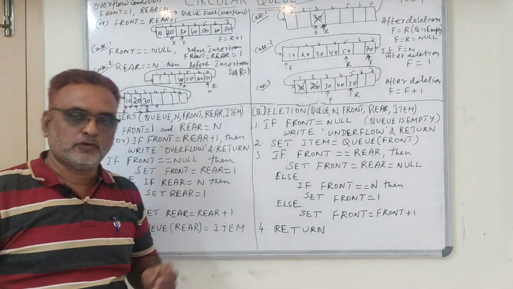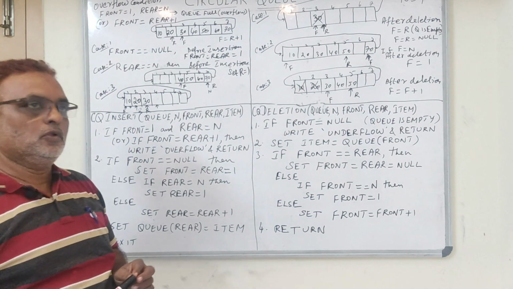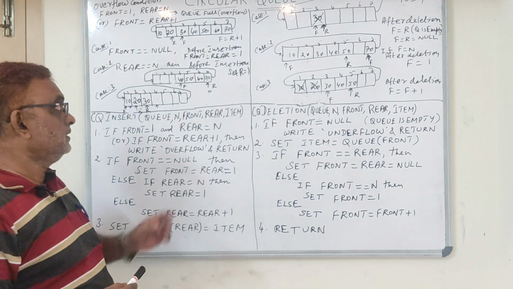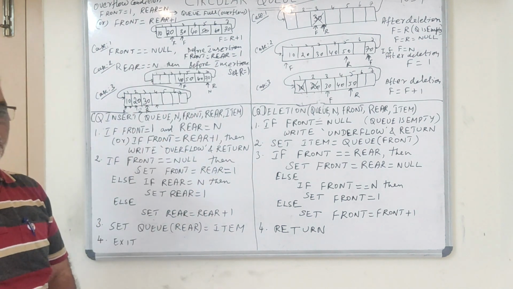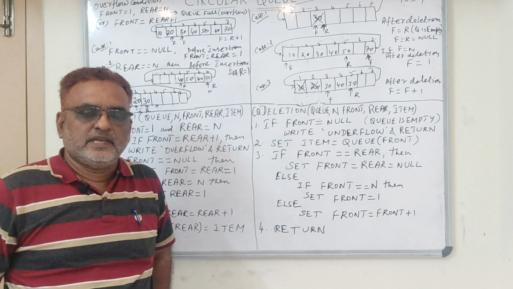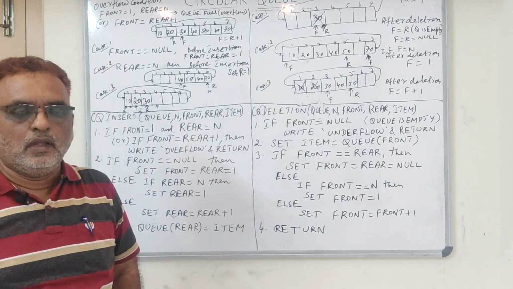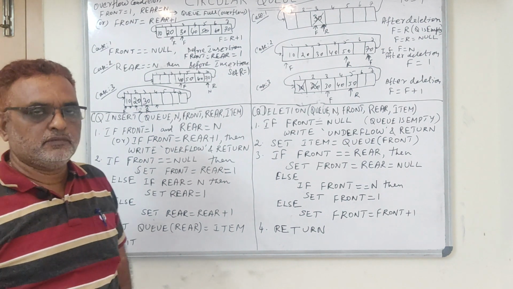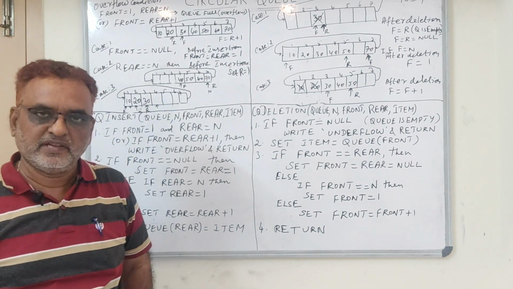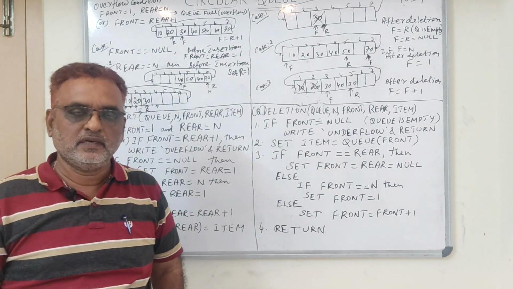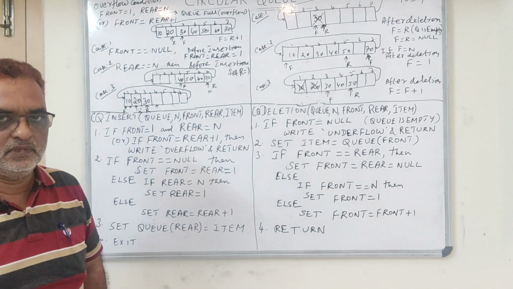Today we are going to discuss one of the important concepts of data structures, that is circular queue. Queue is a basic data structure. It is a linear list on which we can insert the elements through one end called rear, and we can delete the elements through another end called front.